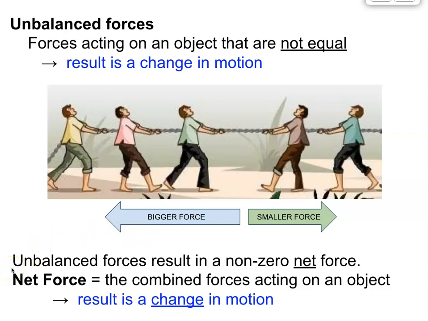Unbalanced forces result in a non-zero net force. And you can think of a net force as the combined forces acting on an object. And it results in a change of motion once again. So if we were to think of these arrows or these forces being able to cancel each other out, the force on the left is slightly bigger than the force on the right. So even if the green arrow was to cancel out part of this blue arrow, there's still going to be some force left over, and we call that the net force.